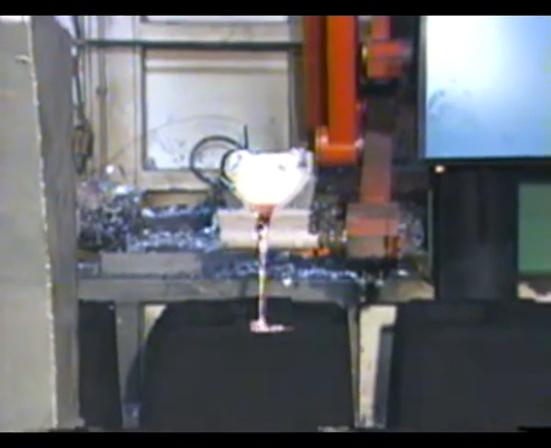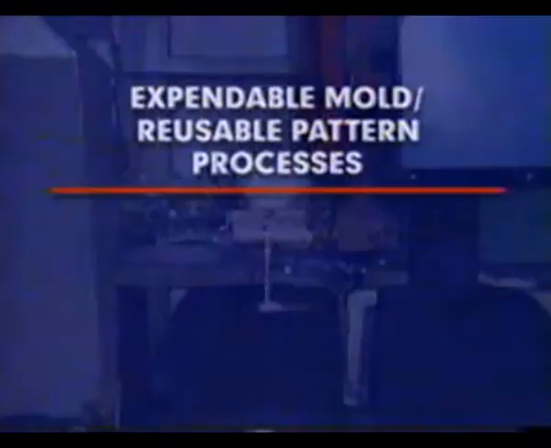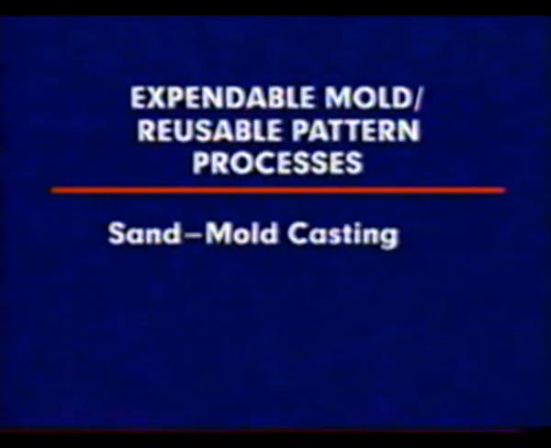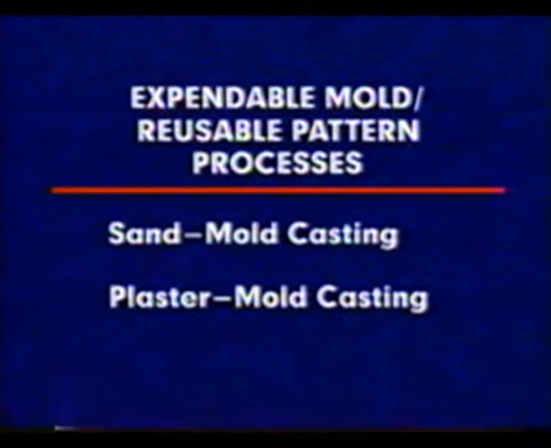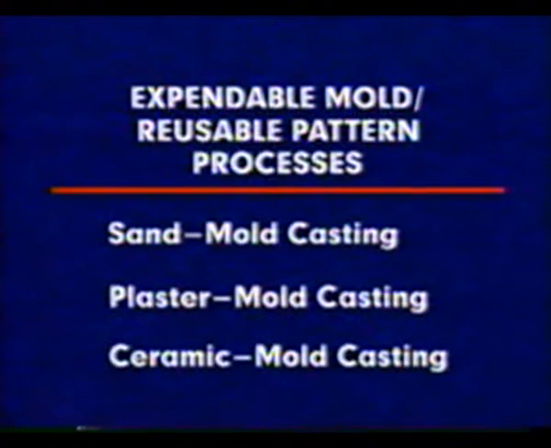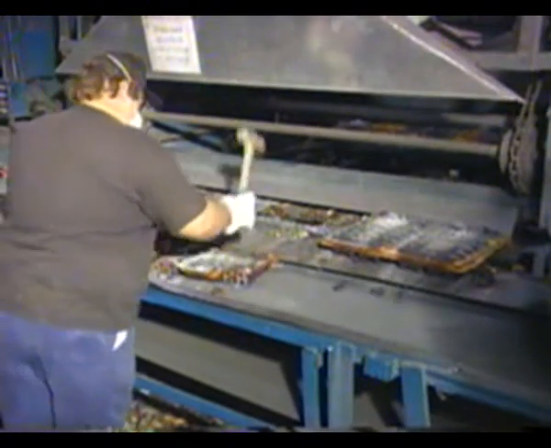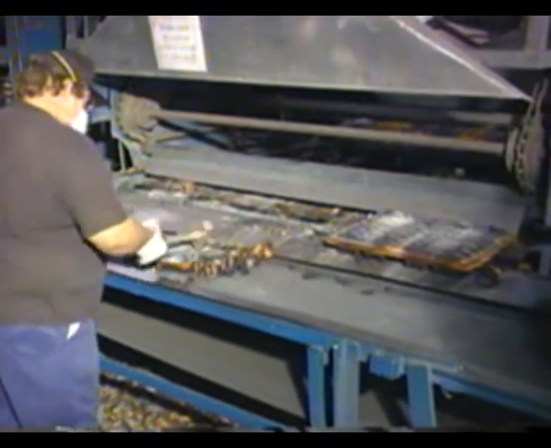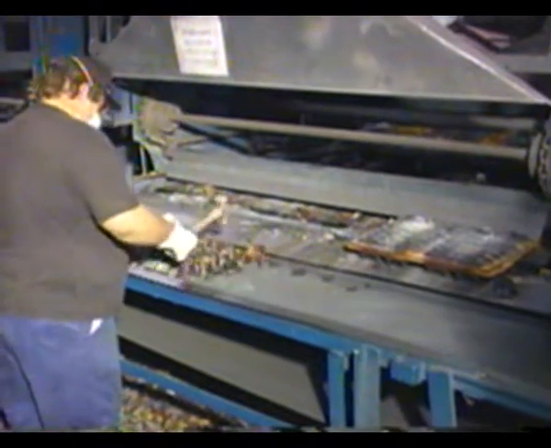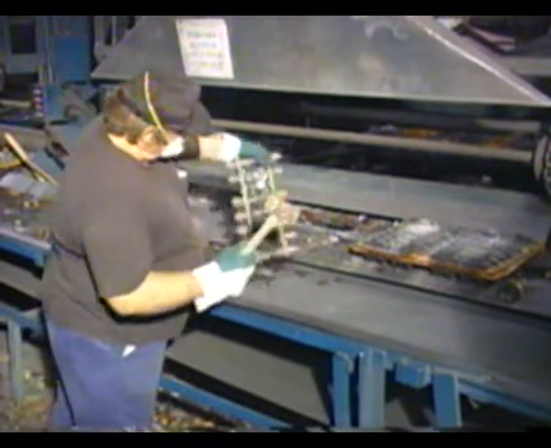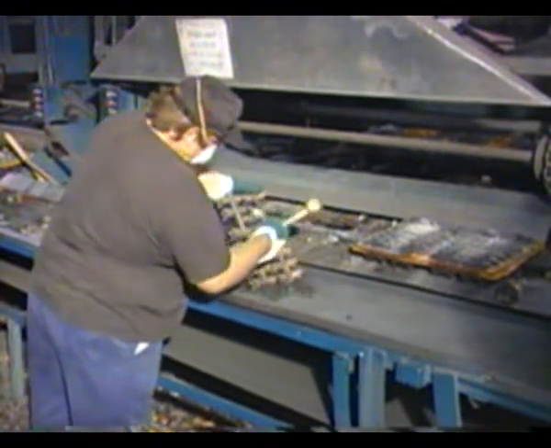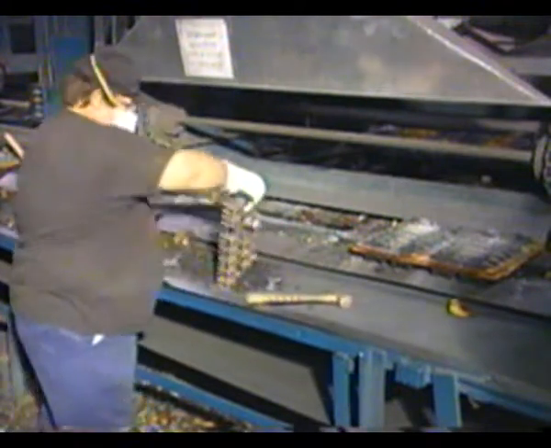Expendable mold, reusable pattern processes include sand mold casting, plaster mold casting, and ceramic mold casting. Although patterns can be reused many times, removing the casting from the mold necessitates breaking the mold. Thus, multiple parts require multiple molds.